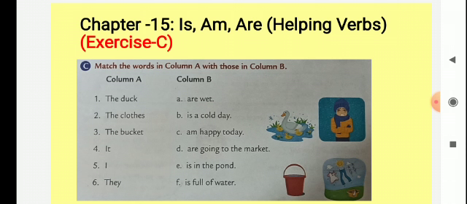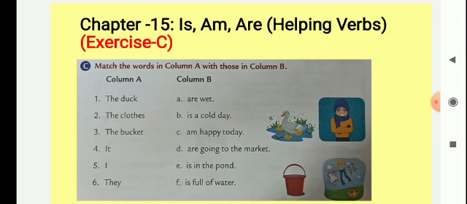Number 6, they. It is a plural subject, right? So what will come here for they? They are going to the market. So this is how you will find the matching for column A. First check the subject and check the verb in the second column.